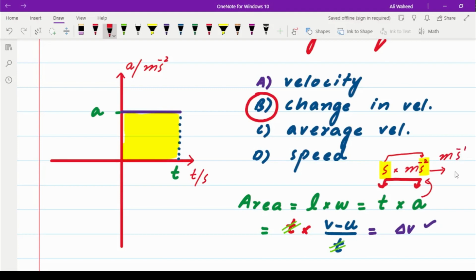Yes, s raised to power minus 1. So you see, unit wise, if we had gone through the units, it would not have helped us anyway, because for velocity the unit is meter per second, for the change in velocity the unit is meter per second, for average velocity the unit is meter per second, for speed the unit is meter per second. So in that special case, going with the method of finding the units and then finding the quantity would not have helped us, because all of the options have the same unit.